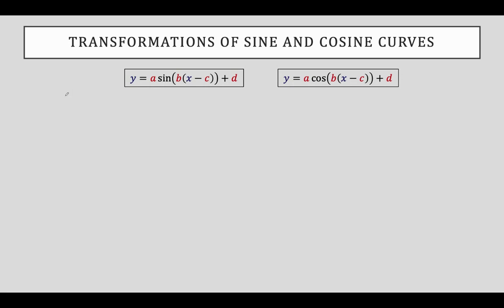Let's look at transforming some cosine functions now. Remember, it's always going to be helpful to rewrite the function in the standard form, y equals a cosine b times the quantity x minus c plus d, because being able to identify each of the constants, a, b, c, and d, is going to help us in determining each transformation.